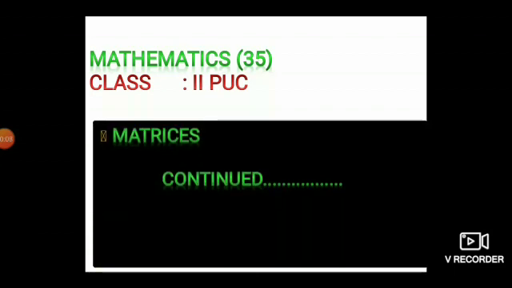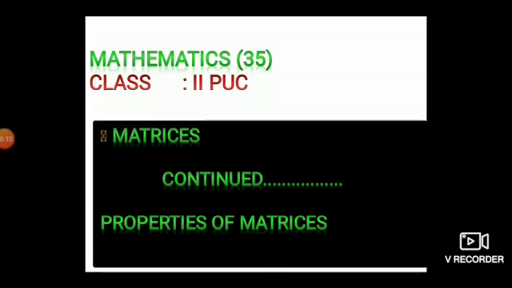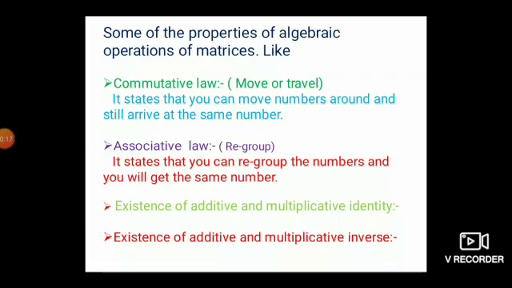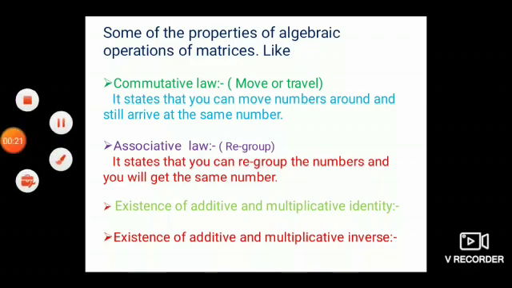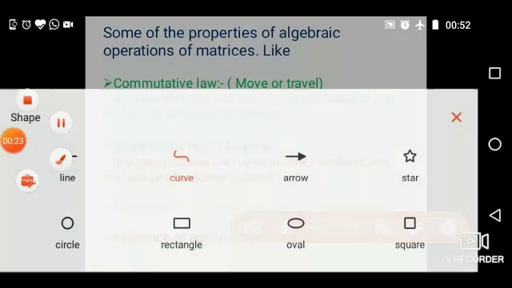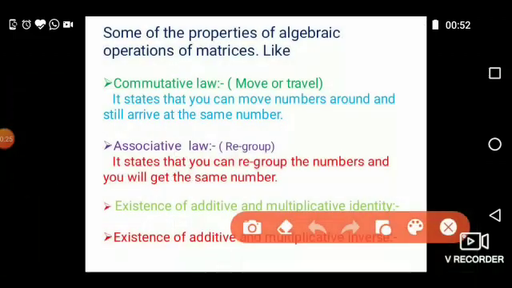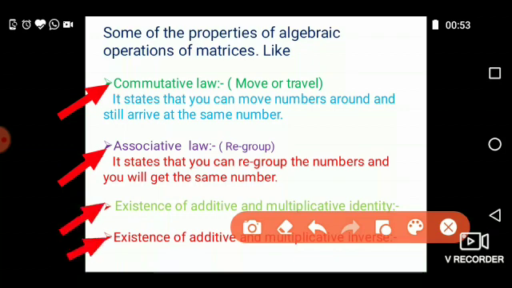Today let me start with some of the important properties of algebraic operations of matrices, like commutative law, associative law, existence of identity, and existence of inverses, that is additive and multiplicative inverses.